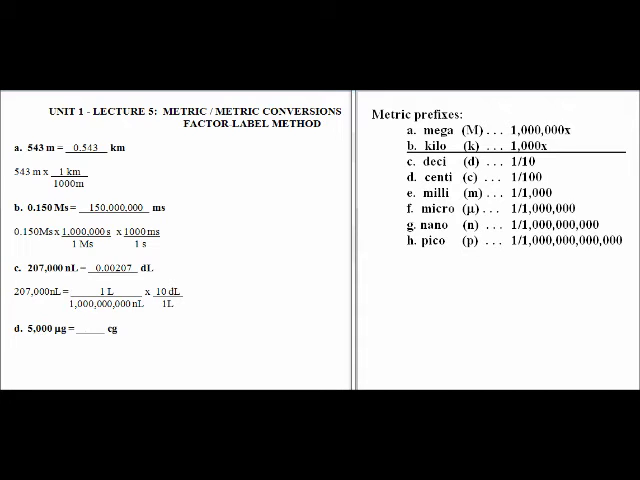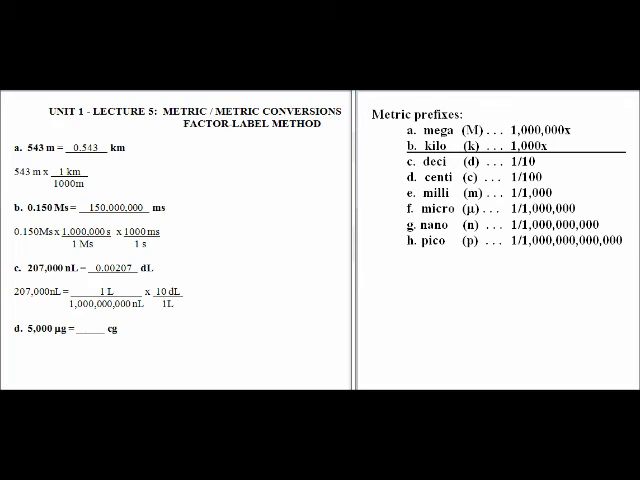In order to solve the next problem, we have 5,000 micrograms, and we're converting it to centigrams. This again is going to be a two-step process. We're going to set up our conversion using micro as 1/1,000,000th. That'll be on the bottom because we want to cancel out the micrograms. And then on the top, the numerator will be 1 gram.